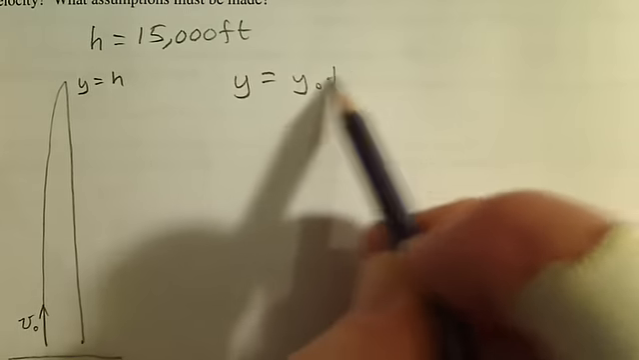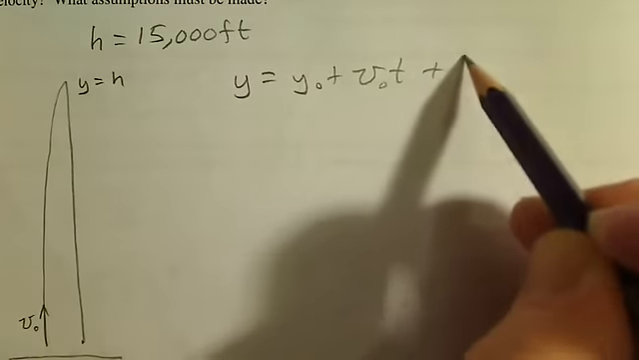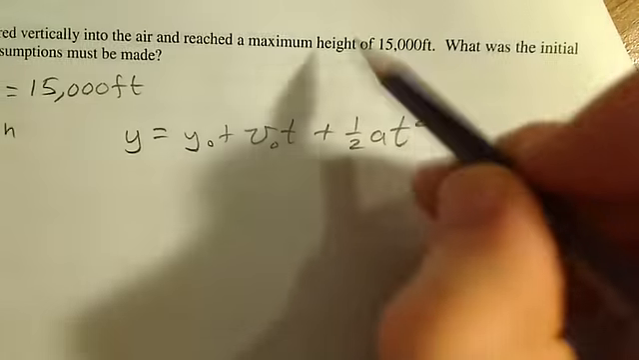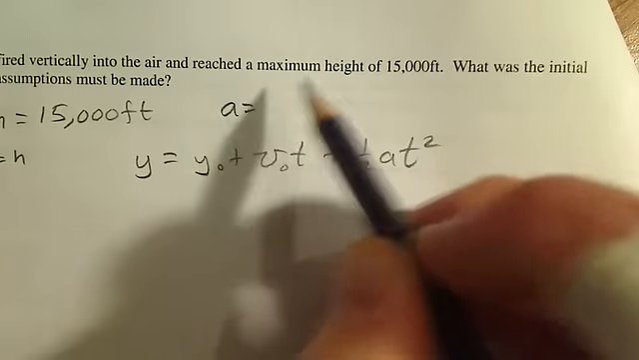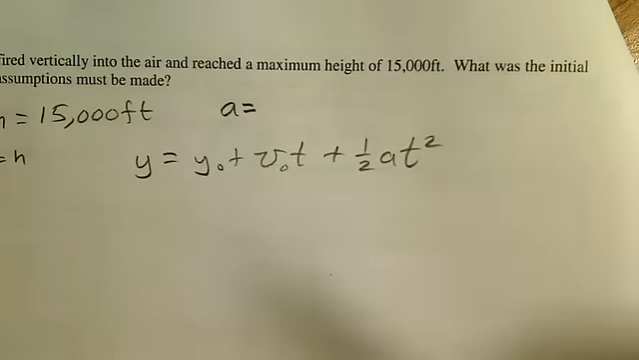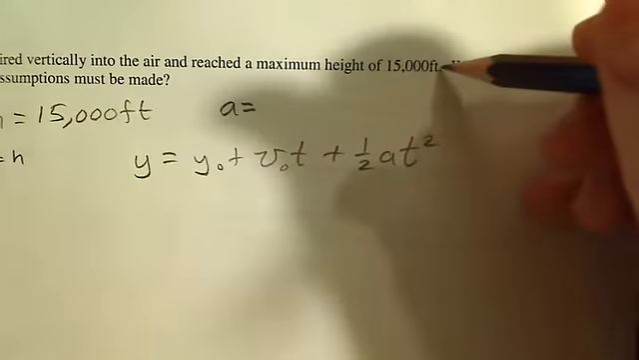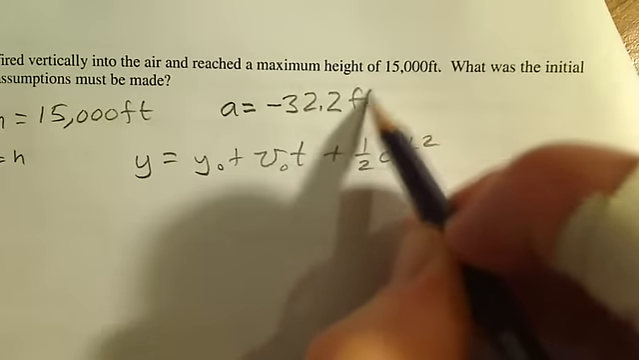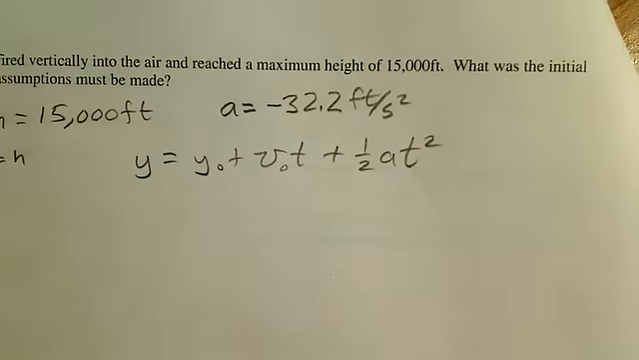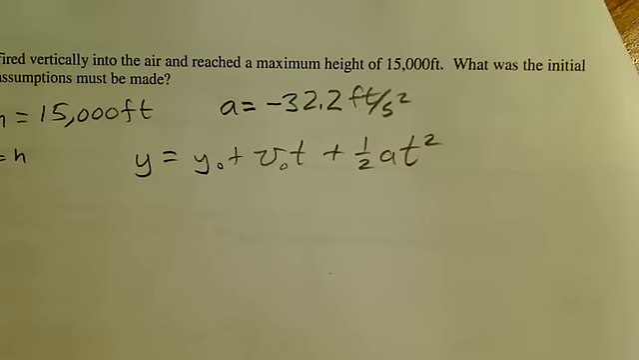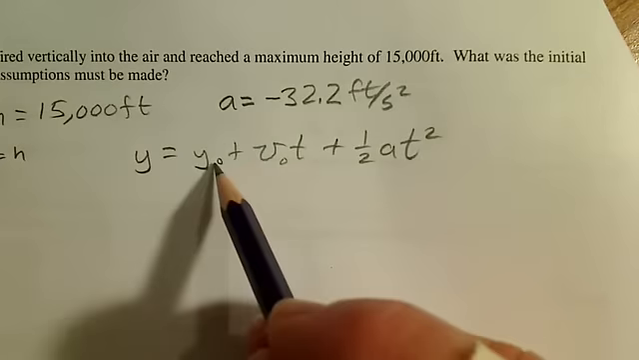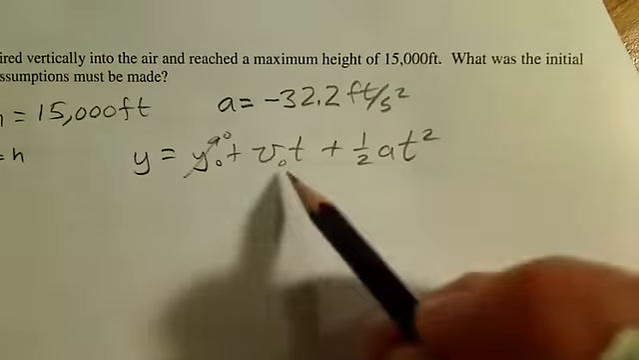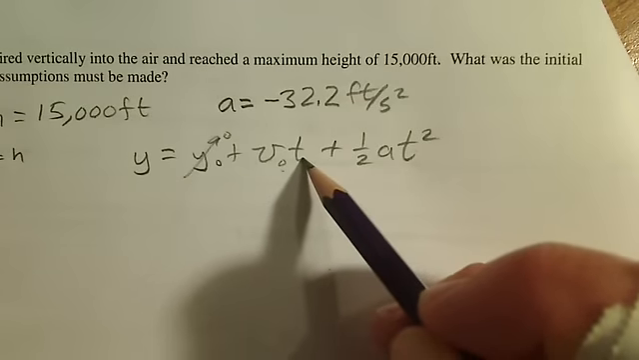y is equal to y0 plus v0 t plus 1/2 a t squared. The acceleration in this problem is, well, you could say negative 9.8 meters per second squared, but the problem is given in feet, so it's better to use negative 32.2 feet per second squared. That's the acceleration due to gravity in feet per second squared rather than meters per second squared. Assume the origin is down at the bottom, so y0 becomes 0. That's not 0 right there. We don't know how long it takes to get to the top.